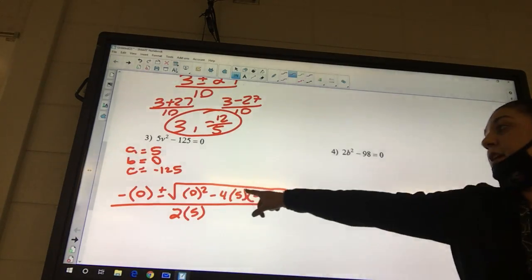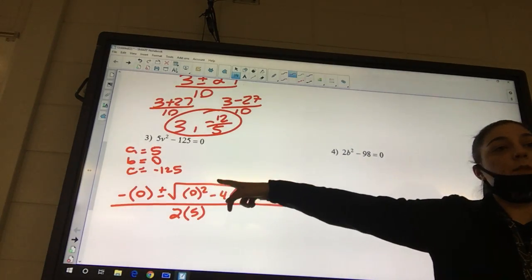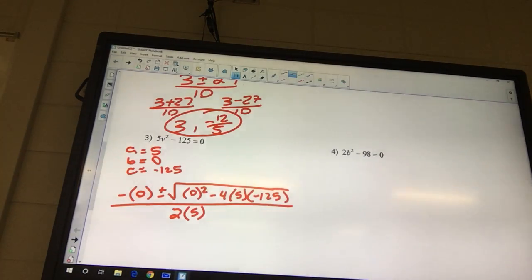Now, when you type this in, hit the square root button first. And then put all the stuff underneath of it. Now type in just like you did yesterday, 0 squared minus 4 times 5 times negative 125. And then type in the top part of that fraction.